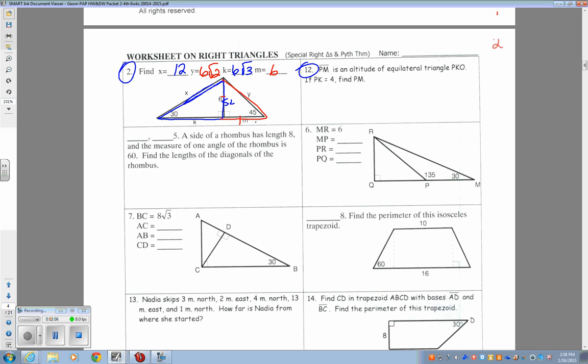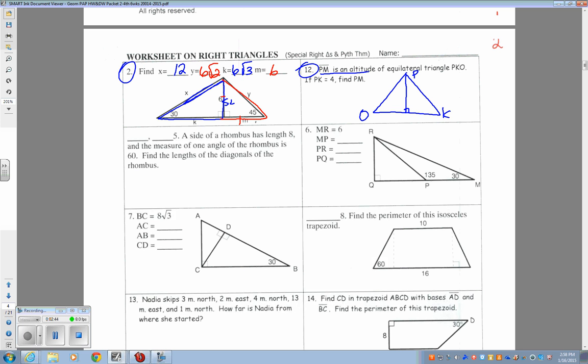Number 2, again, equilateral triangle. I just want to make sure we understand, when you draw it, labeling the parts correctly. It says PM is the altitude of the equilateral triangle PKO. So where is the P, the K, and the O going to go? Yeah, P at the top. Since PM is the altitude, we go straight down. You just have to make sure that the altitude goes from P to the opposite side, and it's perpendicular.